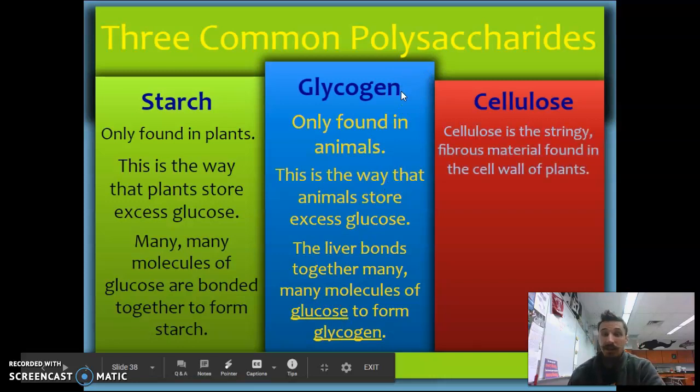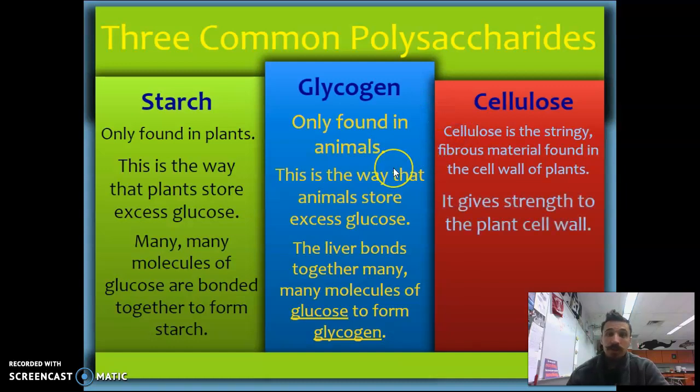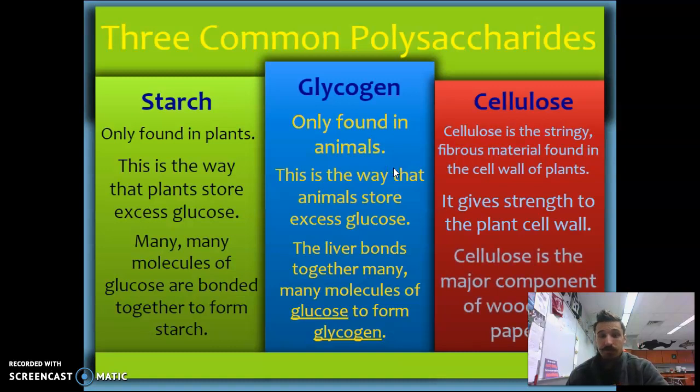And lastly is cellulose. Cellulose is like that stringy stuff I showed you back on the carbohydrate functions slide in regard to what carbohydrates can be used for, quick energy and structural features. So cellulose was that white stringy stuff that was being used as a structural component of plant cell walls. It really gives strength and rigidity to that plant cell wall.